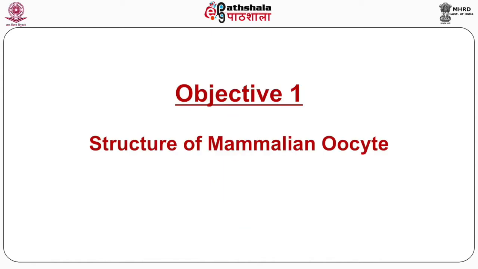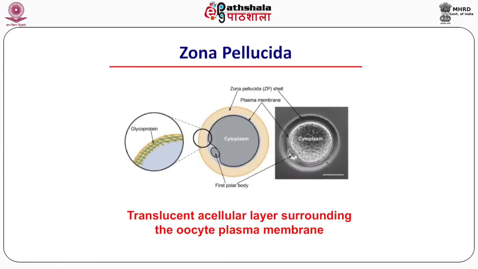So, the first objective of this module is to discuss the structure of the mammalian oocytes. The oocyte or the egg is similar to all somatic cells in terms of the essential organelles that it has: the plasma membrane, the nucleus, the mitochondria, the ribosomes, and the Golgi apparatus and all other similar organelles. However, there are a few features which are specially present only in mammalian oocytes.